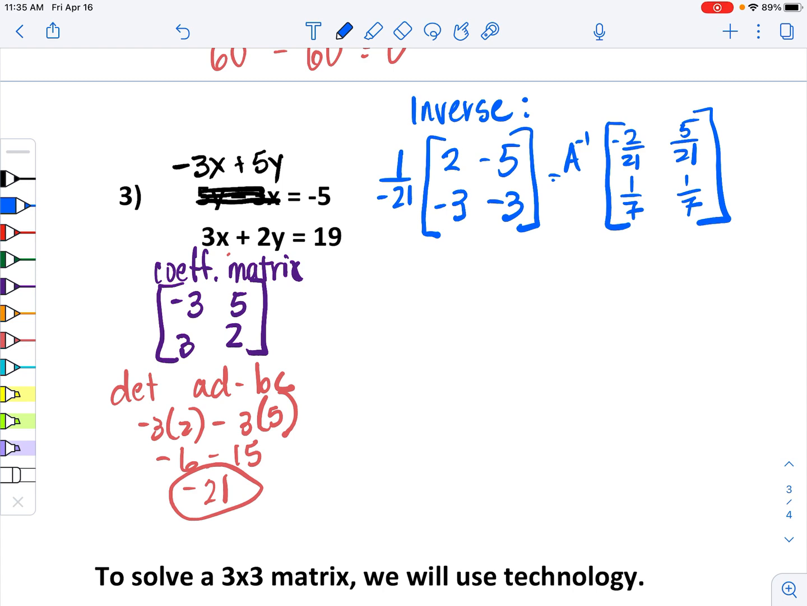I'm going to take that and multiply it by my constant matrix, which is negative 5 and 19. And this is 2 by 2. This is 2 by 1. Since these are the same, that means I can multiply them. So remember, when you multiply, you take the row times the column.